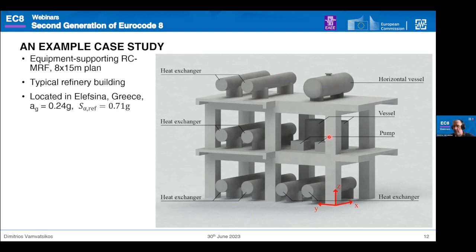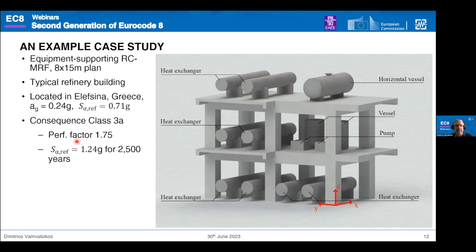And we're going to check what kind of equipment accelerations can go into these. This is located in Elefsina, Greece, 3 major refineries in that area. If you went by the old Eurocode, you'd be having a design PGA of about 0.24 g. New Eurocode is 0.71 Sa,ref, as alpha ref. To help you out, this is the plateau, essentially. Okay, so it's roughly 2.5 times this value. Consequence class 3A, a performance factor of 1.75 to raise everything to 2,500 years return periods, meaning your plateau now is 1.24 g, which is quite substantial.